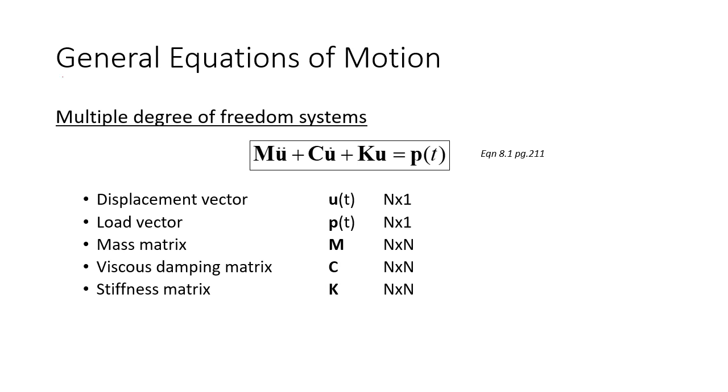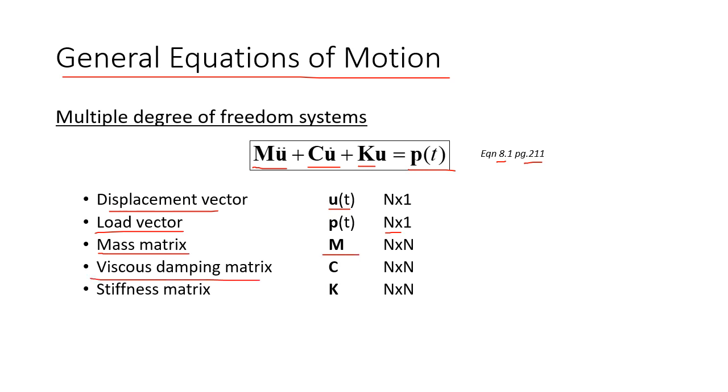So as we're talking about general equations of motion here for multiple degree of freedom systems, we have equation 8.1 on page 211 of our textbook. We have M u double dot plus C u dot plus K u is equal to p(t), where our displacement vector is u(t), our load vector is p(t), our mass matrix is M, and our viscous damping matrix is C. Our stiffness matrix is K.